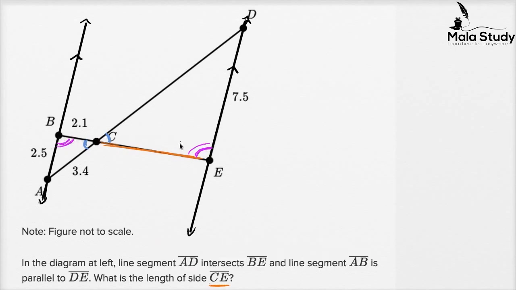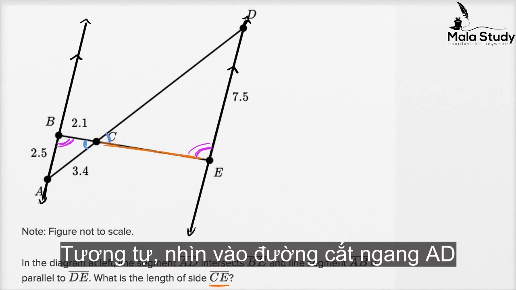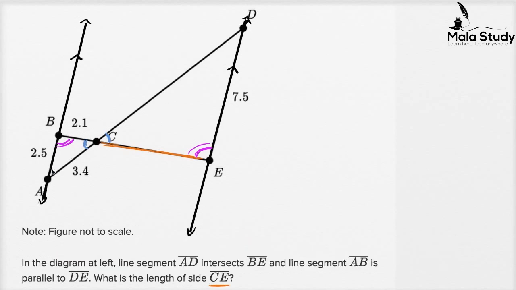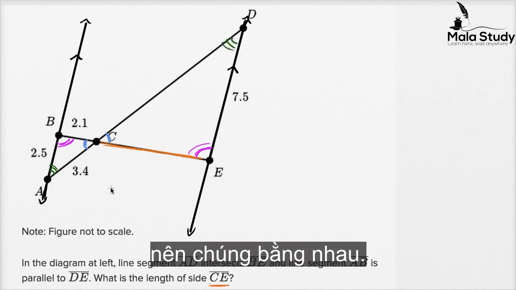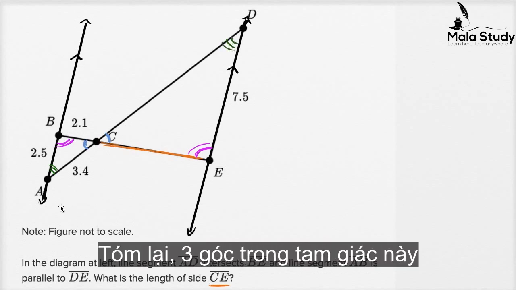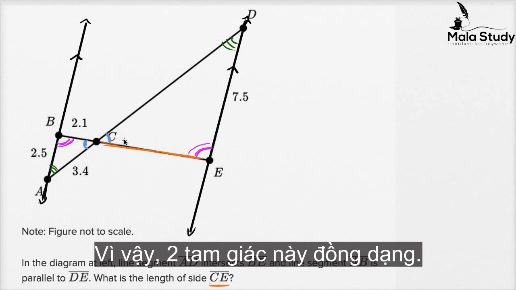And by the same argument, if we look at AD as a transversal, this angle right over here is an alternate interior angle with this one, so they're going to be congruent. But the whole point of everything I just did is to show that the three angles here are congruent to the three angles here, so these must be similar triangles.